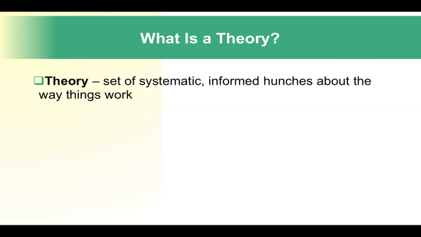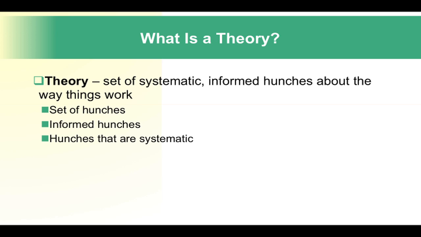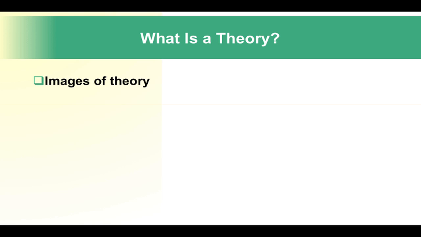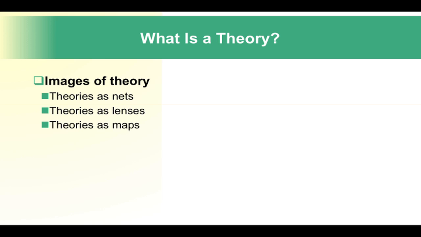So first, what is theory? Theory is a set of systematic, informed hunches about the way things work. Important parts of this definition: it's a set of hunches, there are informed hunches, and there are hunches that are systematic. There are three images of theory to familiarize yourself with: theories as nets, theories as lenses, and theories as maps.